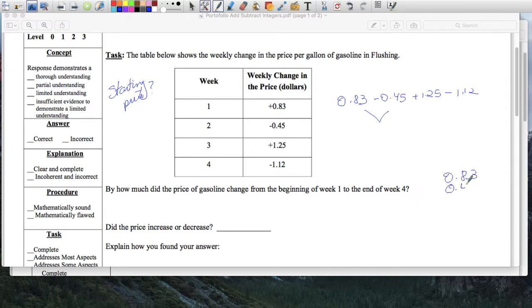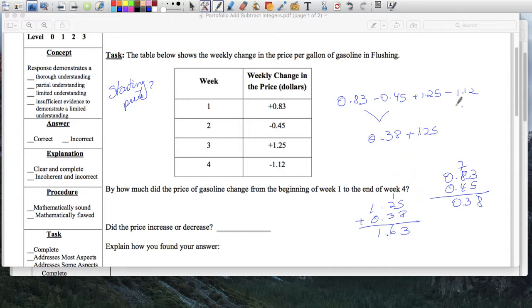Okay, so borrow 7, 13 minus 5 is 8, 7 minus 4 is 3, and you get 0.38. So this is 0.38 plus 1.25, so you're going to add 1.25 to 0.38. Make sure you line up the decimals. 5 and 8 is 13, 3 plus 1 is 6. So far the price of gas has gone up 1.63.